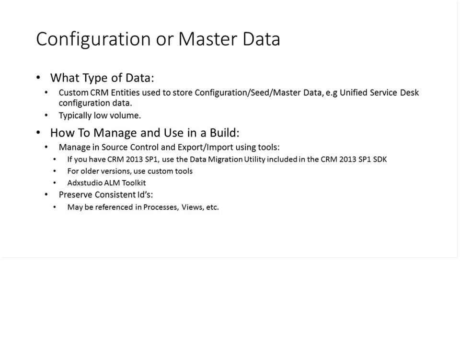Typically, the volume is very low. You won't see more than 1,000 records in a custom configuration entity. But it's very important, again, to maintain this data in a consistent format across your environments, and to ideally preserve the IDs, because frequently this is the type of data that you'll reference. In addition to data in the security model, you will probably be referencing this data somewhere in your workflows, dialogues, views, etc. So you also ideally want to manage this data in source control.